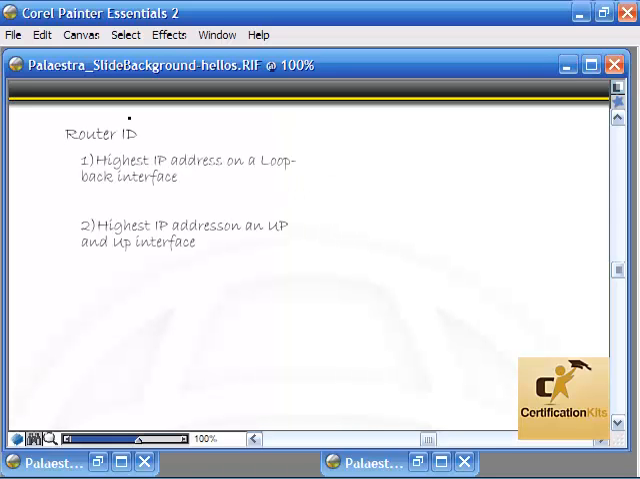Now, the router ID is determined by an IP address on the router. The router determines its own router ID. What it'll do is look for the presence of a loopback interface. A loopback interface is an interface you can use basically for management purposes.